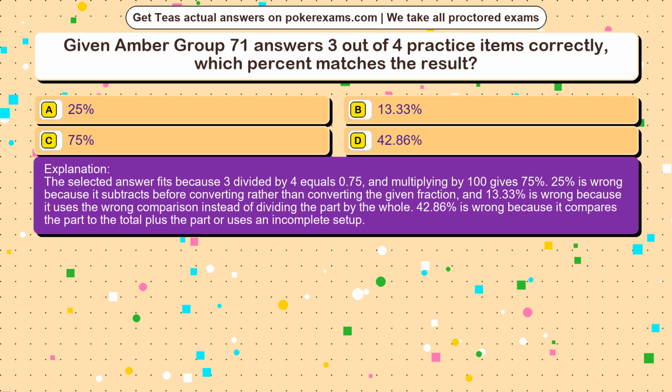25% is wrong because it subtracts before converting rather than converting the given fraction, and 13.33% is wrong because it uses the wrong comparison instead of dividing the part by the whole. 42.86% is wrong because it compares the part to the total plus the part or uses an incomplete setup.